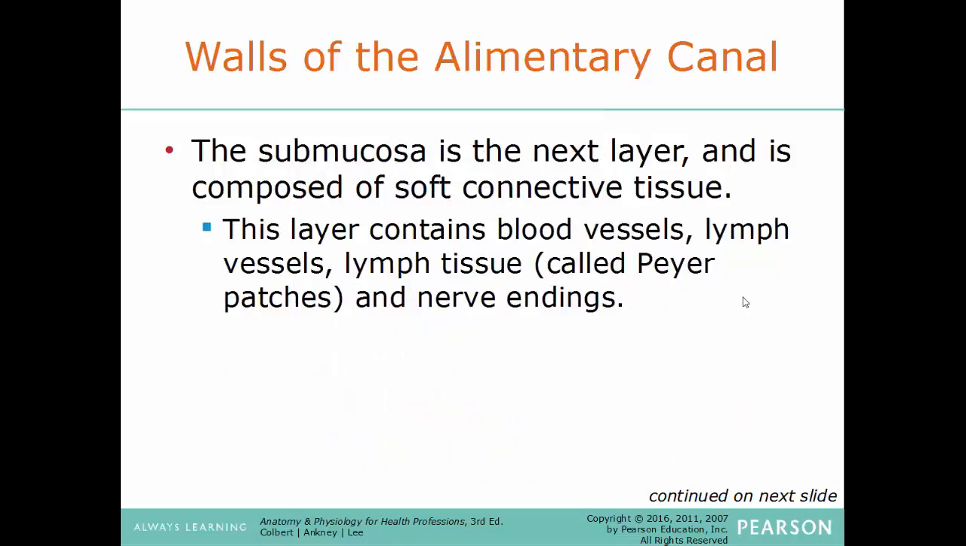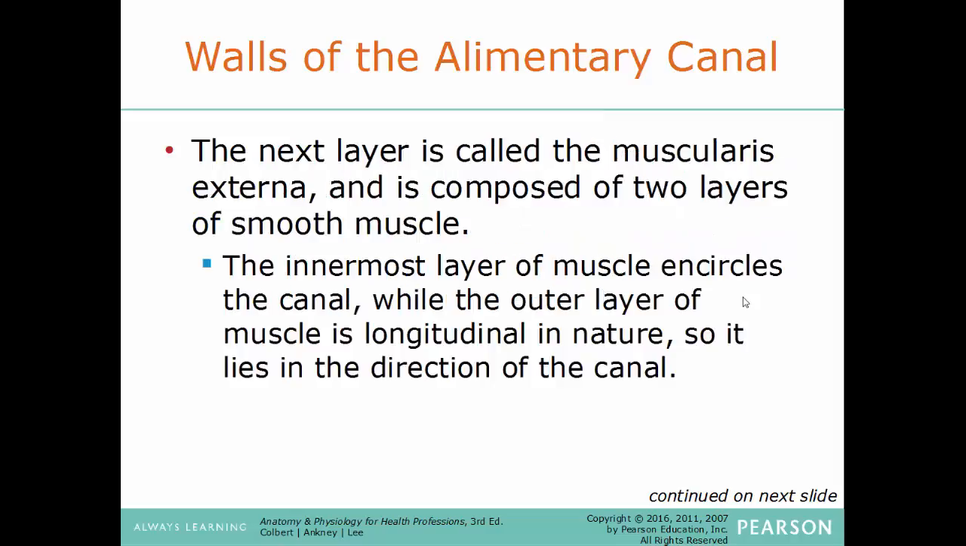The next layer is the submucosa. This layer is composed of soft connective tissue, and here's where you'll find blood vessels and lymphatic vessels, lymph tissue, which are called Peyer's patches, and also the nerve endings. Next layer, muscularis externa, the muscular layer. You'll have two types of smooth muscle. The innermost layer of muscle will encircle the canal, while the outermost layer is longitudinal in nature. So this will lie in the direction of the canal.